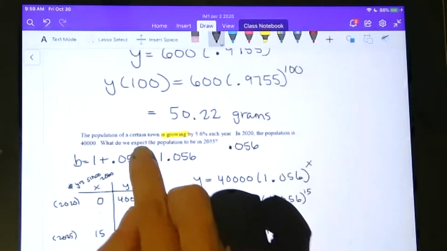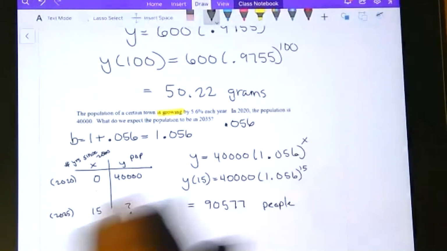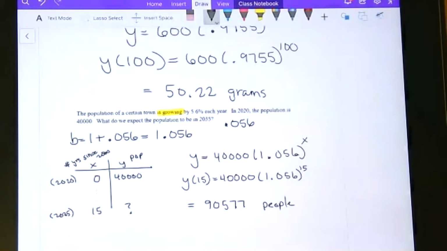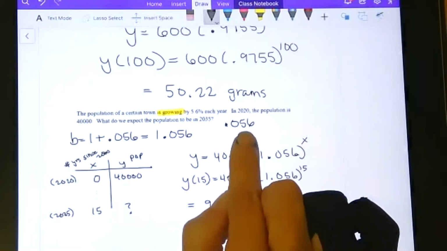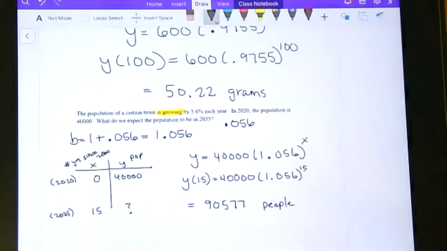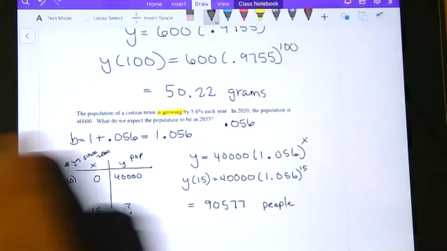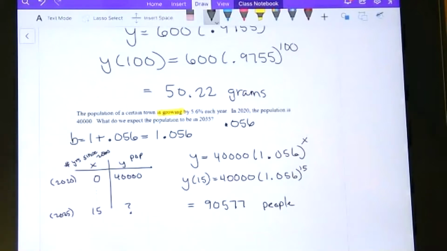Of course, this is just an estimate. It says, what do we expect? Because this is just a model. We cannot predict the future. We do not know for certainty that this town is going to grow by exactly 5.6% every single year for the next 15 years. We're just using this as a model based on what we have seen happening. So we've seen that this town has been growing, and we predict that it's going to continue to grow at 5.6% each year. Based off of that, this is our estimate. Okay, so it is just a model.